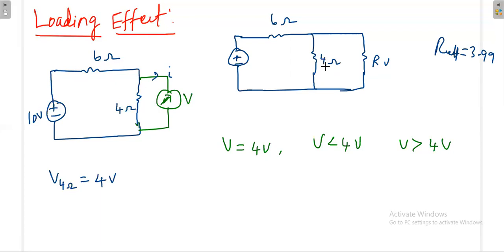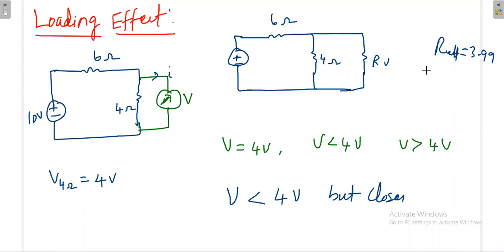This effective resistance is decreasing. So the voltage across this also will decrease, because instead of 4 volt, you will get only 3.99 volt. The remaining voltage will appear here. That's why the voltage measured will be less than 4 volt, but closer to 4 volt.